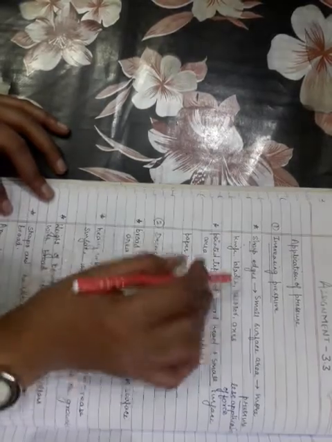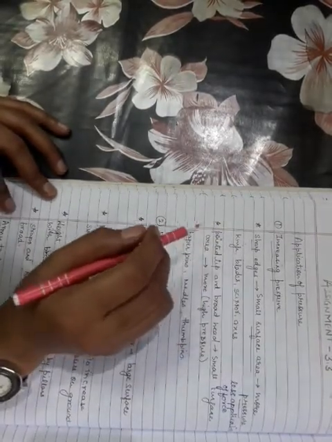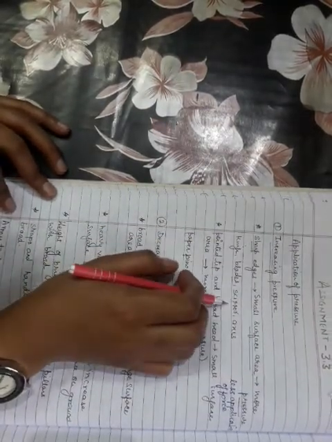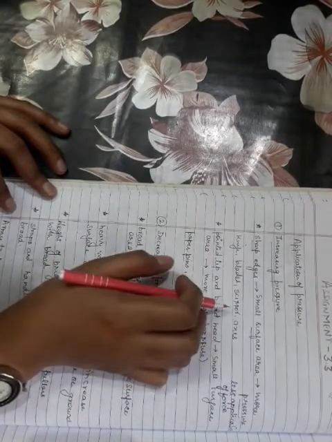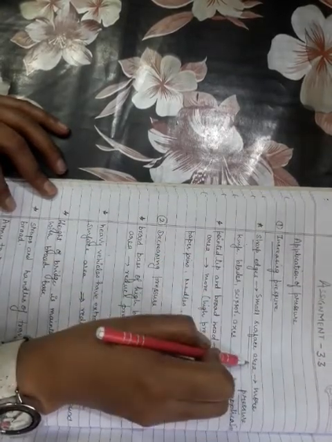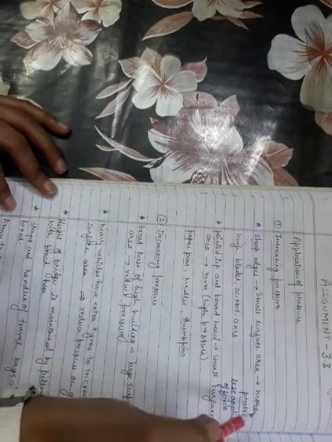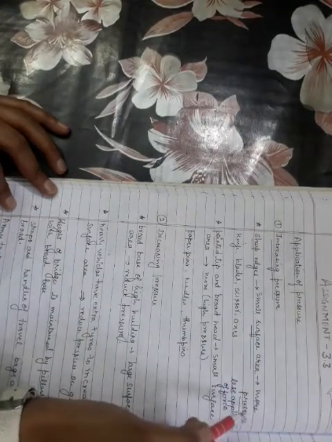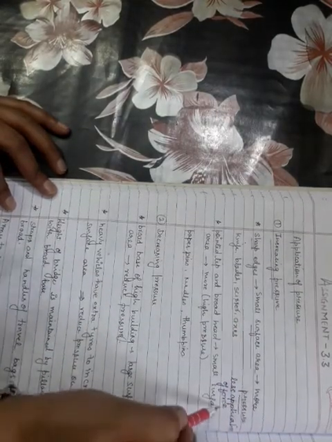Point number 1, sharp edges. Sharp edges such as knife, blades, scissors, axes, all these have less surface area. Therefore they have more pressure. They have more pressure and less application of force.